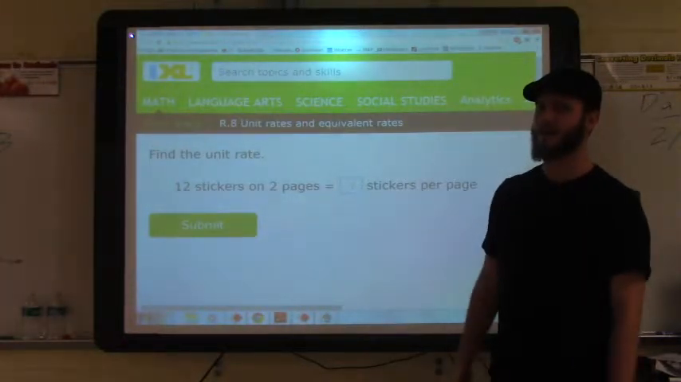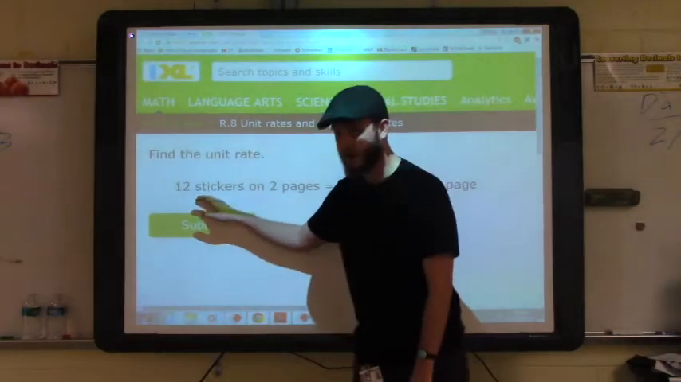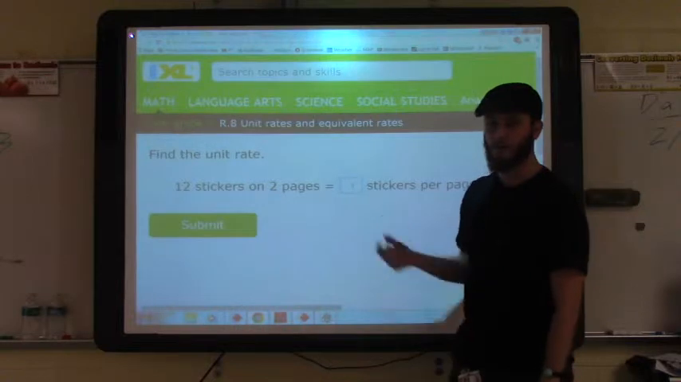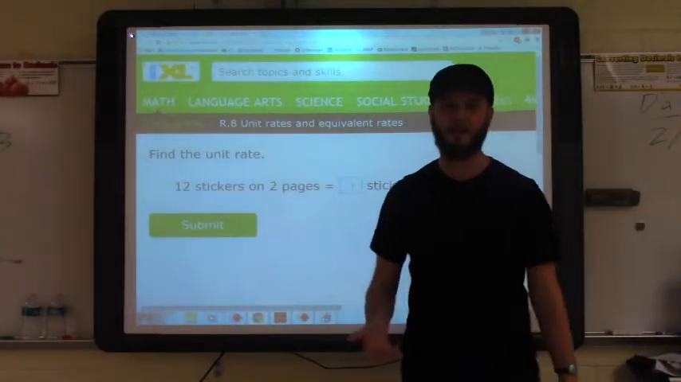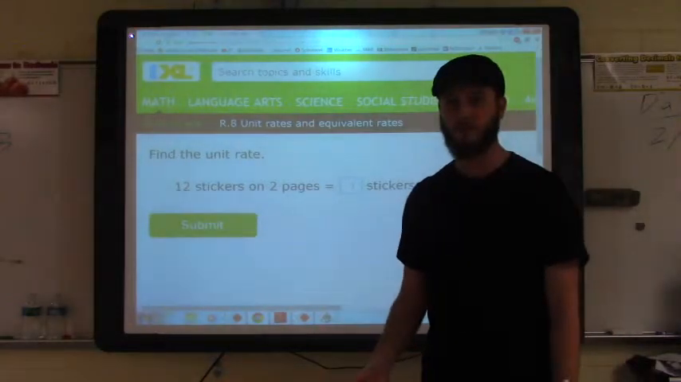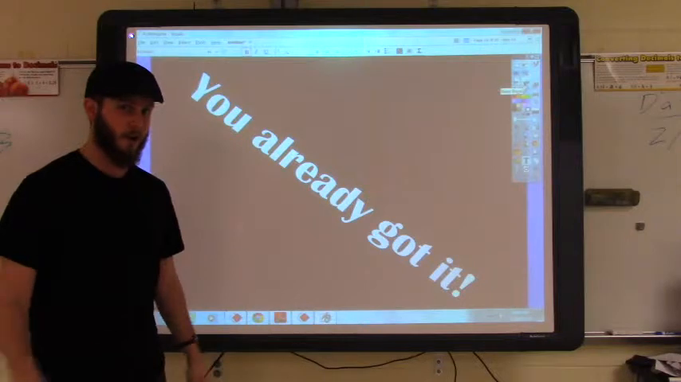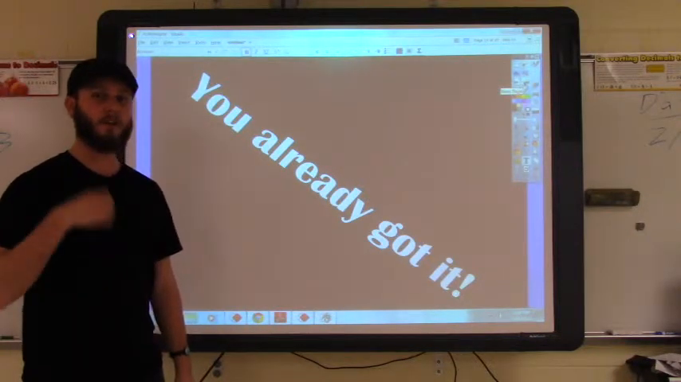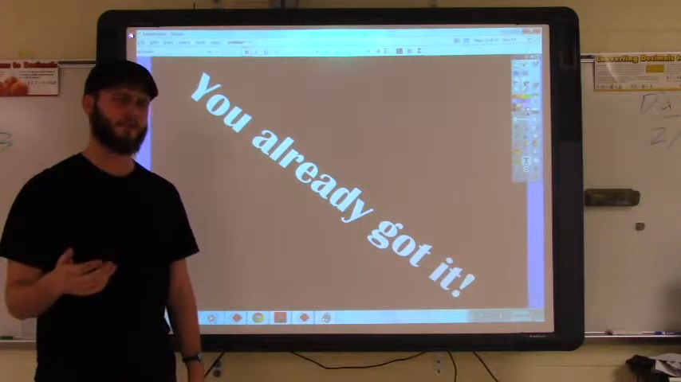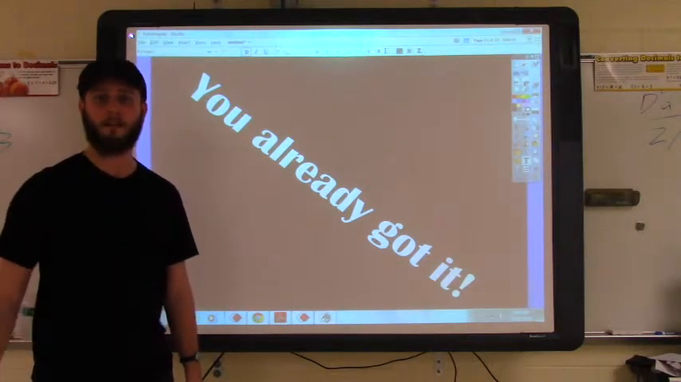A unit rate is just figuring out, based on this information, 12 stickers on 2 pages, how many stickers are there per page? You don't need me to tell you what a unit rate is in order to figure out that there are 6 stickers on 1 page. You already understand this. Okay? All I'm here to do is tell you the official vocabulary that you're going to need to use and help you understand what to do when the questions are not presented in such a cut and dry manner.